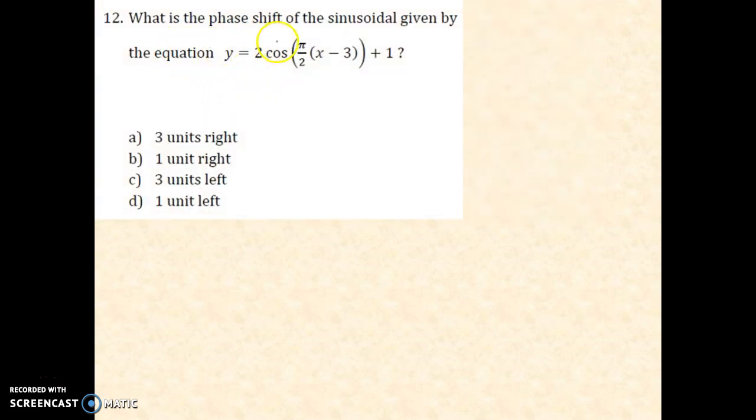What is the phase shift? Well, this part is the horizontal shift. And so we're going 3 units to the right, because when you're inside here with the x, it goes the opposite direction you might think. Negative is to the right.